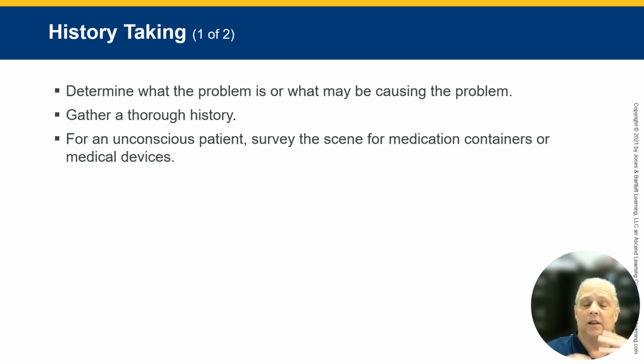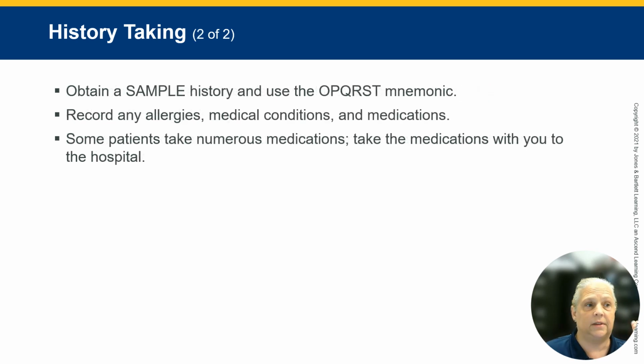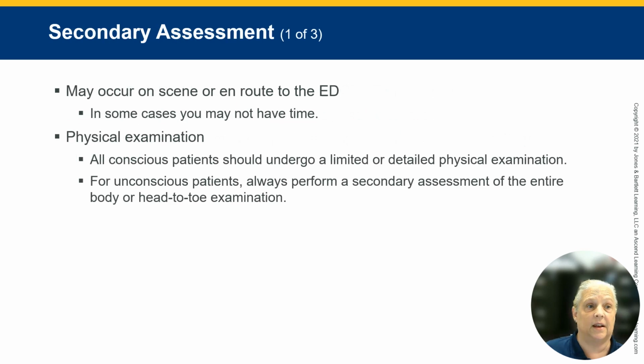If they're unconscious, look to see if there's any medical containers or any medical devices. See if there's a family member or a friend that knows their medical history that you can talk to and get that information. The more information we have, the better it is for the hospital to be able to treat this patient appropriately. You're going to get your SAMPLE and OPQRST. You're going to make sure that you've got your allergies listed, any medical conditions, your medications. If there's a bunch of medications, you can take them to the hospital with you. Just be cautious that you know that it's left with your patient so that it doesn't get misplaced.